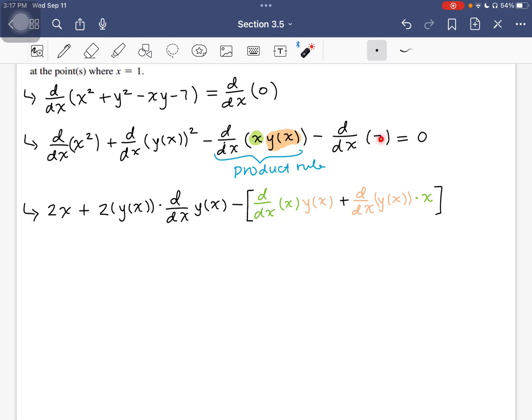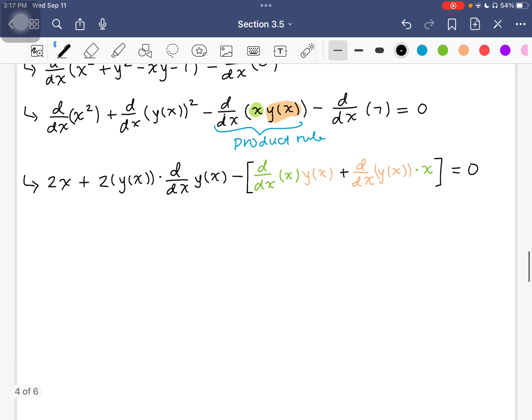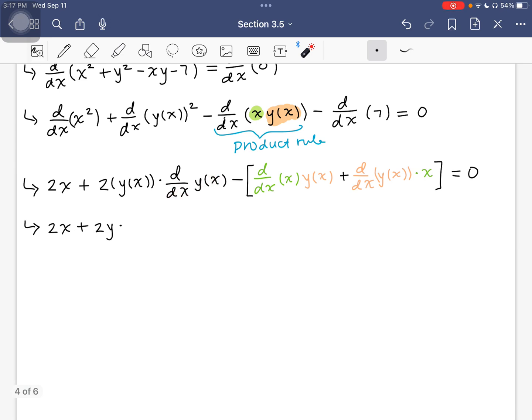And then we know that the derivative of 7 is just going to be 0 because it's a constant. So this is going to be equal to 0. All right, so let's simplify and maybe write this out in nicer notation. So I'm going to change all of my y of x's to just y. We know that dy dx is y prime. And then we have this guy we want to simplify.